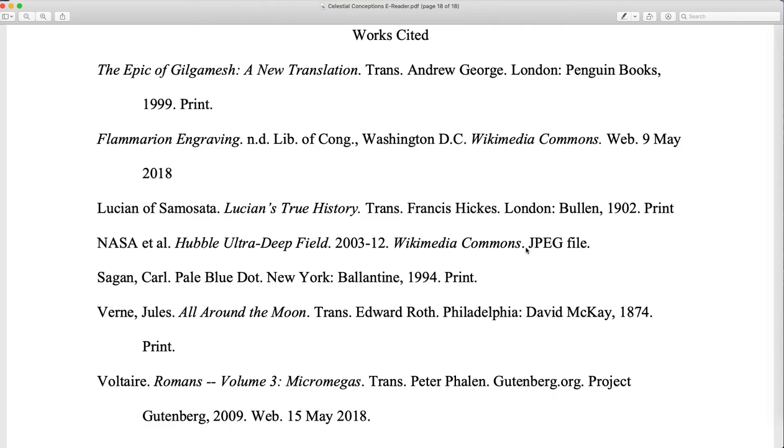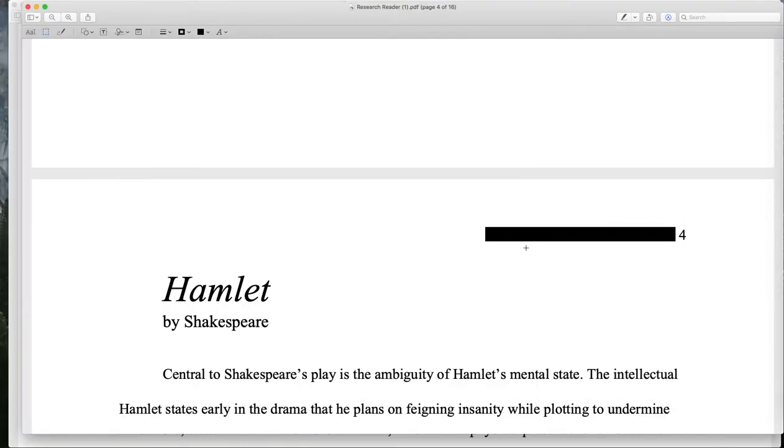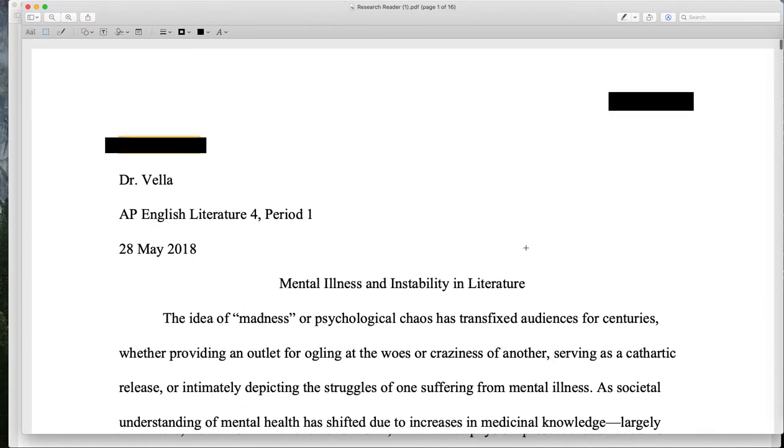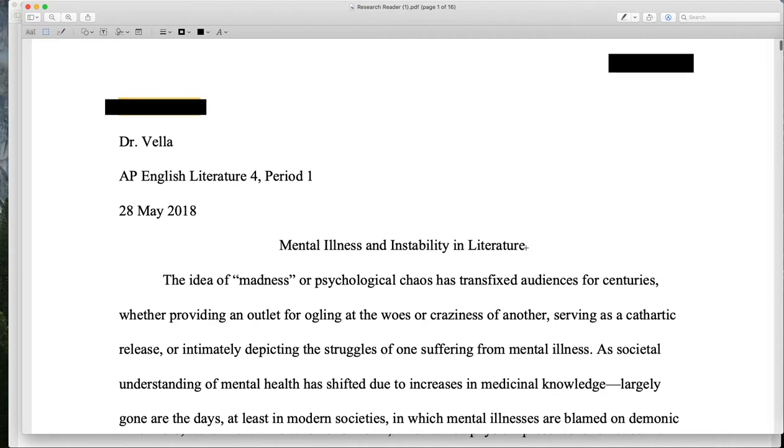So don't be intimidated by the fact that it's 15 or 18 pages long. You're not writing all 15 or 18 pages. You're just writing the introductory parts, okay? Let me walk through quickly one other one that I thought was very interesting.